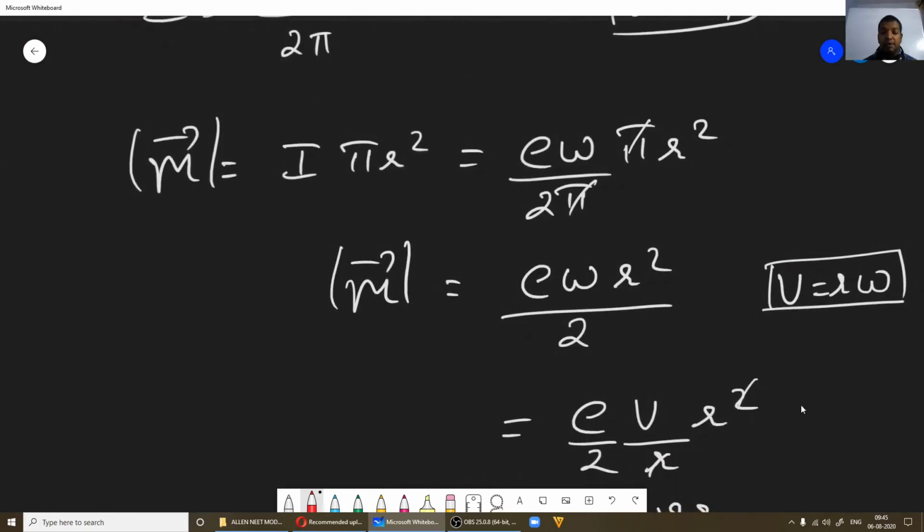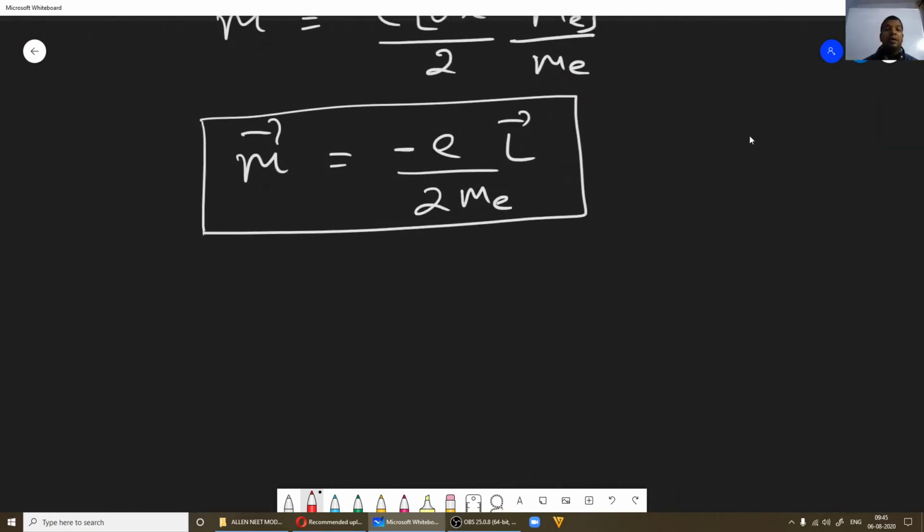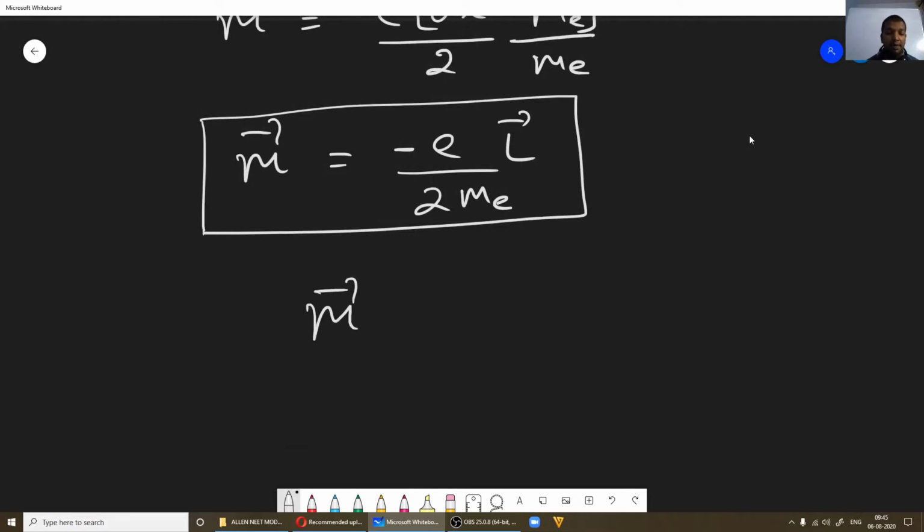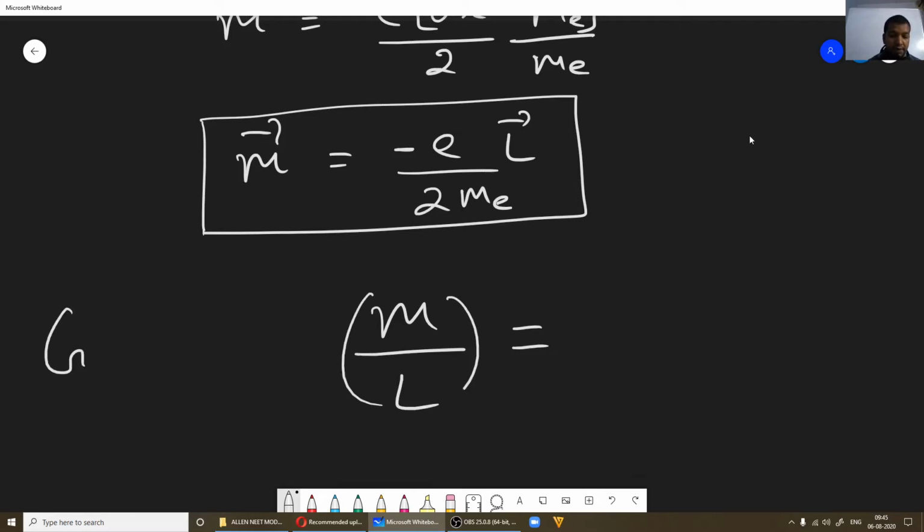All right, fine. So this is what we have got. Now if you take the ratio of M divided by L, magnitude wise, the ratio of magnetic moment to the angular momentum, we defined this ratio, and we will give a name for that. If you recall, we will also call it the gyromagnetic ratio.